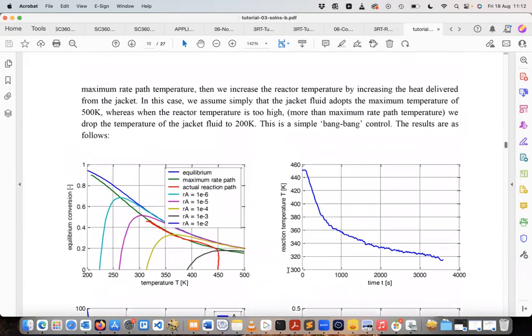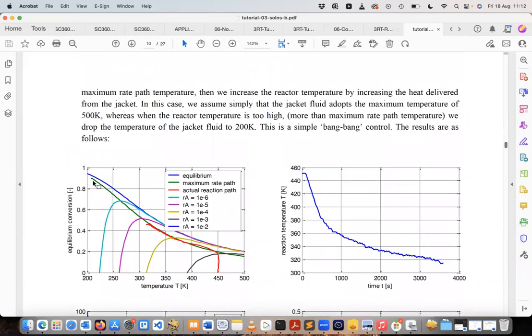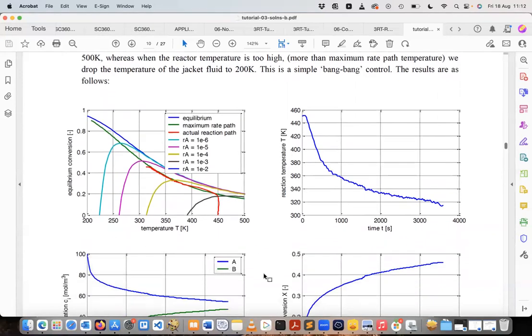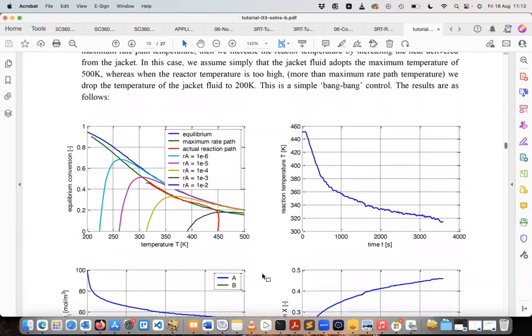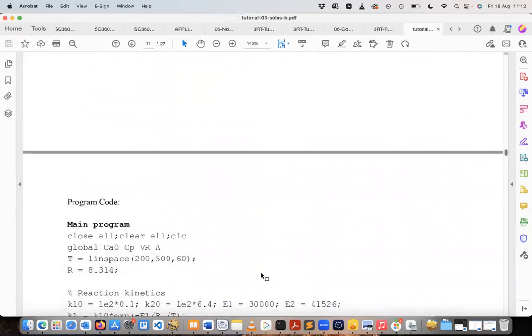And let's see, in this one, we actually do show the maximum rate path line. We've used a preheater, so we're not relying on the heating jacket to get us here. So we used a preheater to start from 450, and then we allow it to react when it gets to there. Then we just apply cooling. So this is generated by this code.